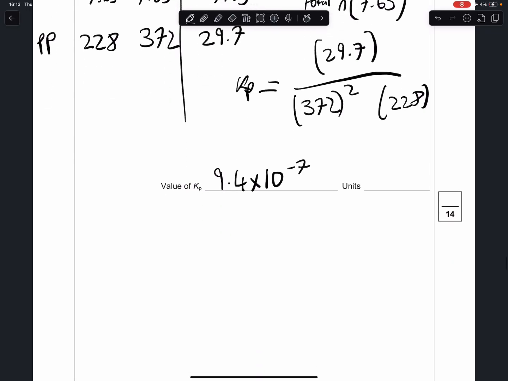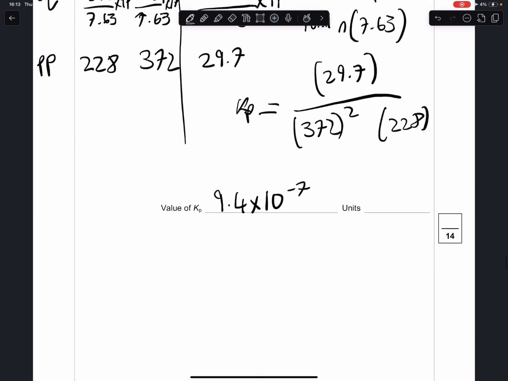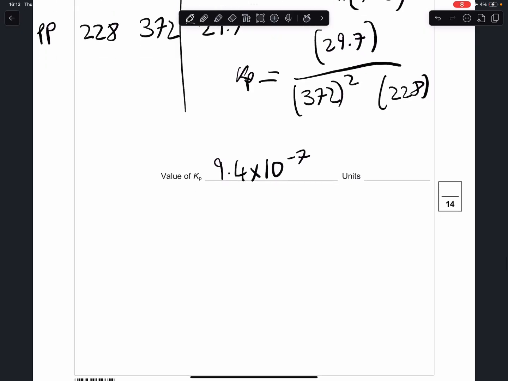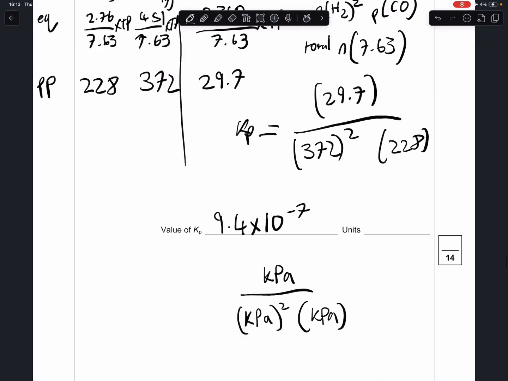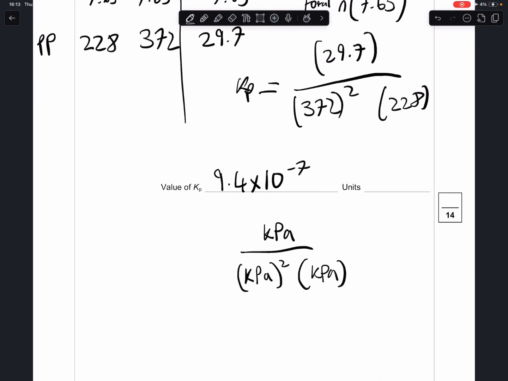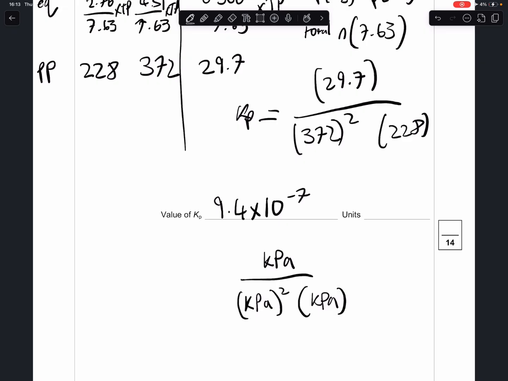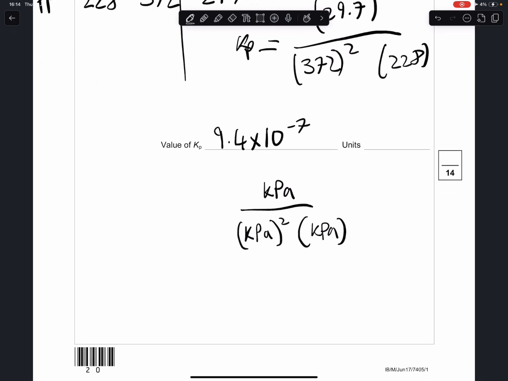And now we need to calculate the units. So to do that, I like to basically substitute the units for each partial pressure. Instead of numbers, I just like to put in the units, and you can essentially calculate it by doing that. So the units of partial pressure are kPa. So if we write out kPa, these two here are the exact same, but instead of putting numbers in them, we've just written them out as the units instead to calculate the units.